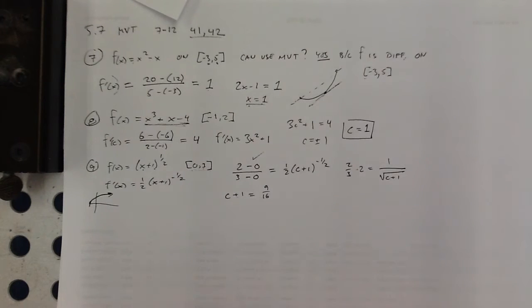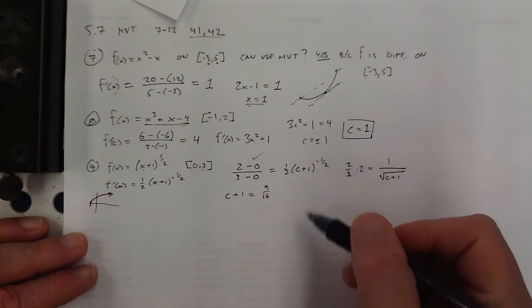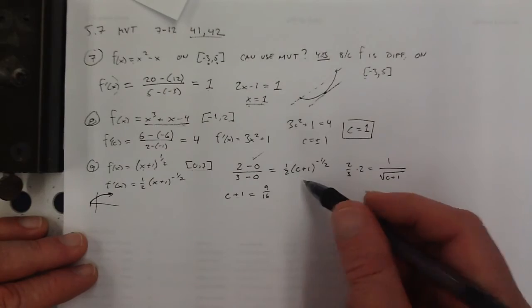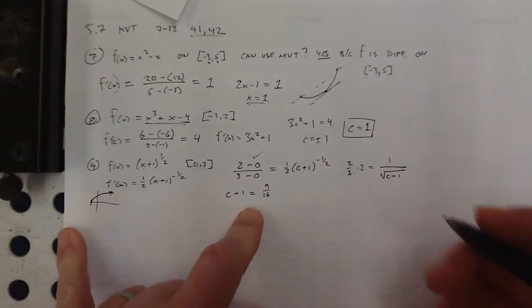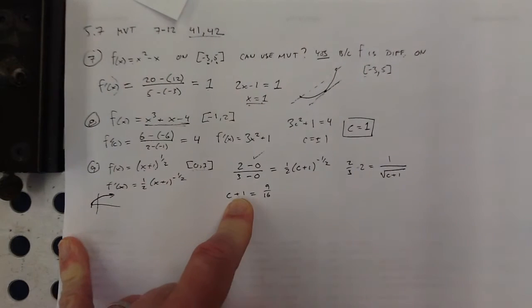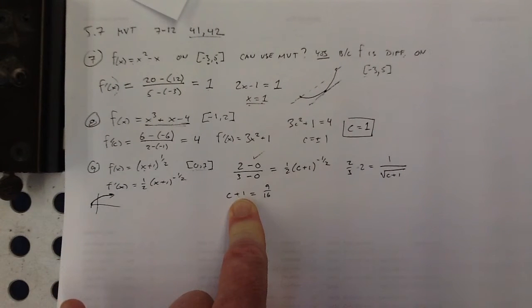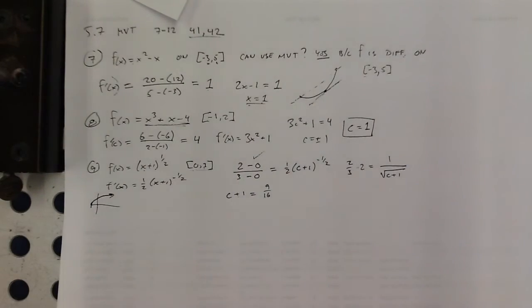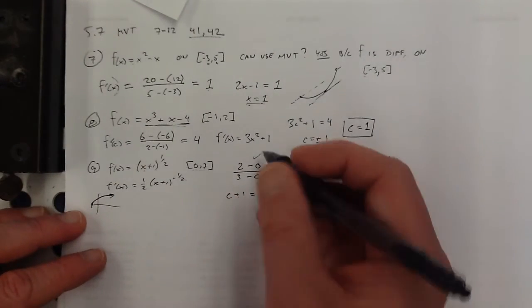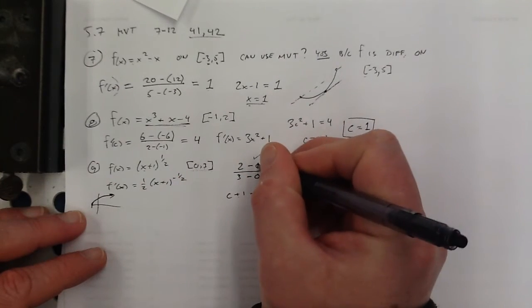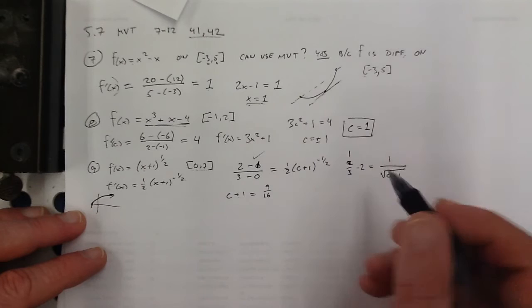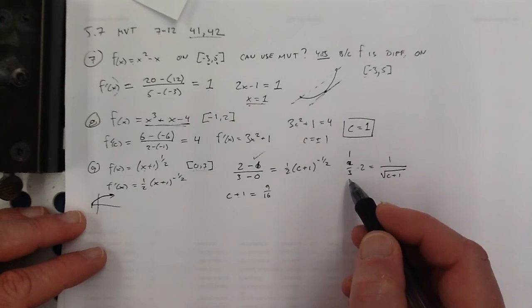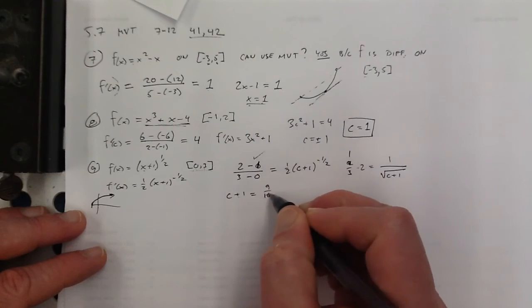Oh, wait a minute. What did I do? Let's see. So, yes. Oh, I see what I did. My slope is not right. When you plug 0 in here, you get 1. Sorry. That's 1/3. So then when you flip that over and square it, you're squaring 3/2, not 3/4. So that's 9/4, so c should be 5/4. There we go.